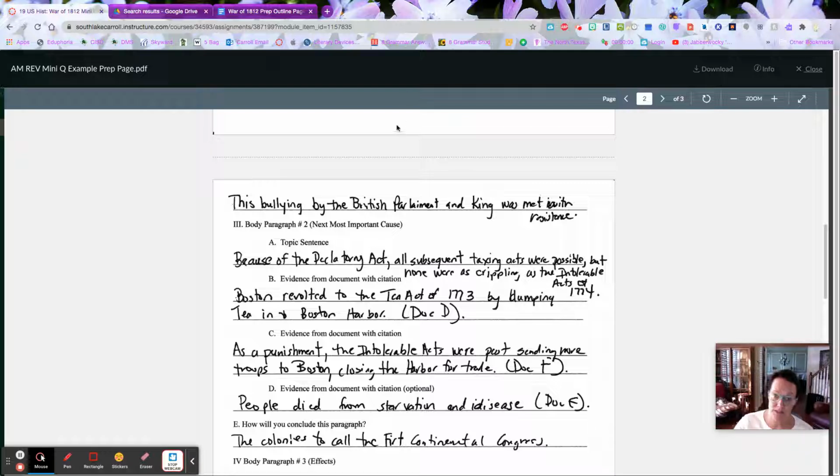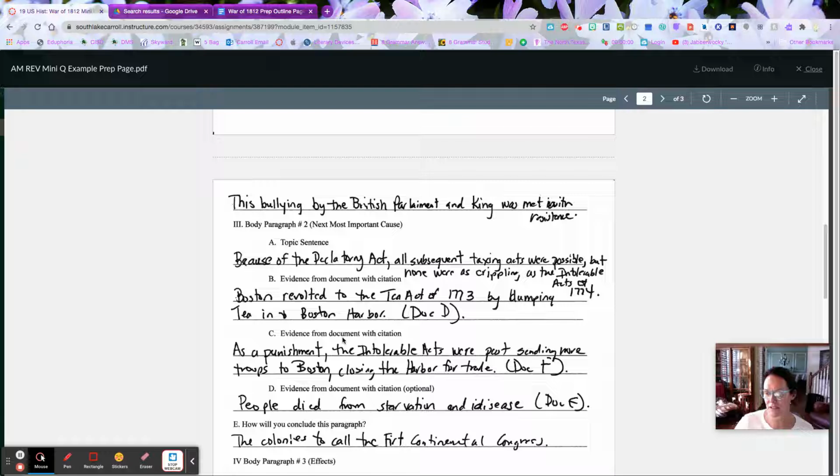So I was talking about the Declaratory Act in this one, and so I'm going to talk about the Intolerable Acts in this one. So I go, Declaratory Act, touch on that, move on to what I'm going to say about the Intolerable Acts. Notice that I'm putting my dates. That's important to set the context.